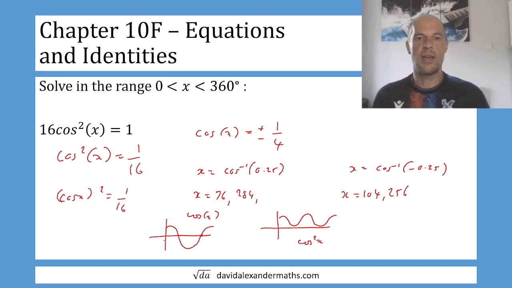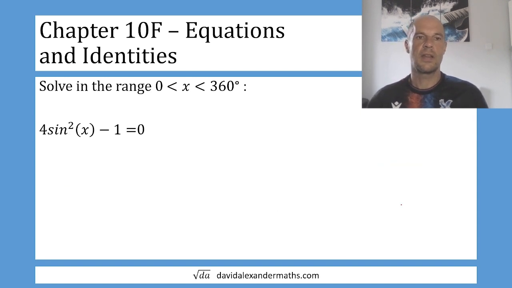So if I'm getting two solutions between 0 and 360 for cos of x, we know that for cos squared, we were looking for where it's equal to 1/16. For the cos of x, we're only going to get two solutions, but for cos squared x, we are getting double, because those two negative ones have now been made positive. So we're getting 1, 2, 3, 4 solutions. So there they are: 76, 104, 284, and 256.